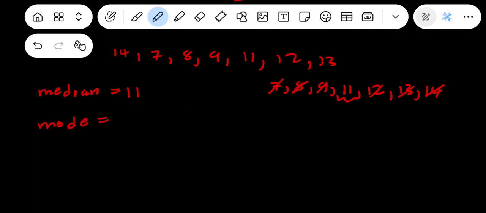So we can find the mode. Mode is the number that repeats itself. As we can check here, all of this number, there is no number that repeats itself here. So we have what? The mode, we have none. We don't have the mode.